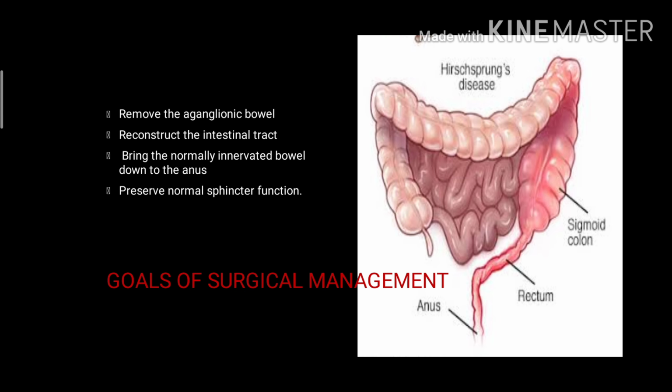After that part is over, by around 6 months, the period when we do a definitive pull through varies. By around 6 months or so, we do a pull through, bringing the normally ganglionic bowel towards the anal canal. We remove this part and bring the normal ganglionic bowel towards the anal canal. So our first stage is colostomy.